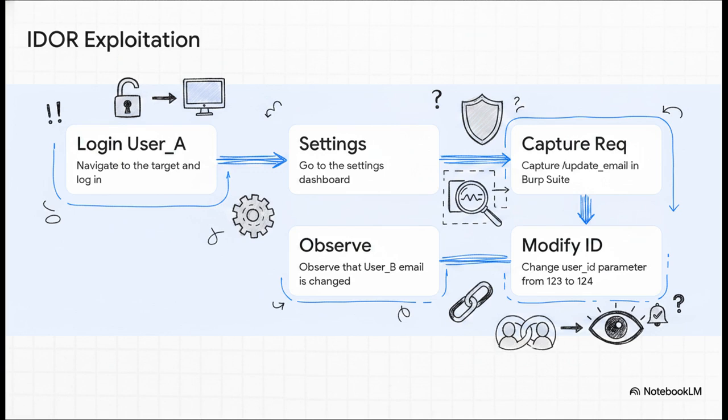Step 4, change the user ID parameter from 123 to 124. Step 5, observe that the email for user B, who is ID 124, has been changed completely without authorization. Boom. It's clear, it's precise, and it is effortlessly repeatable.